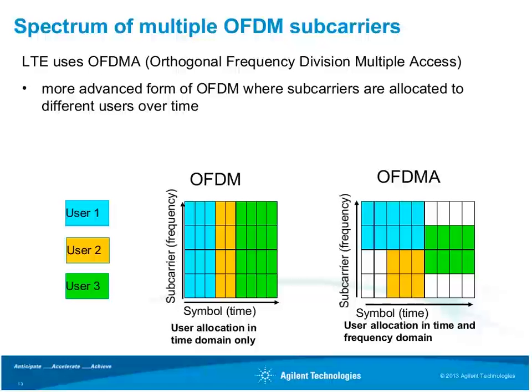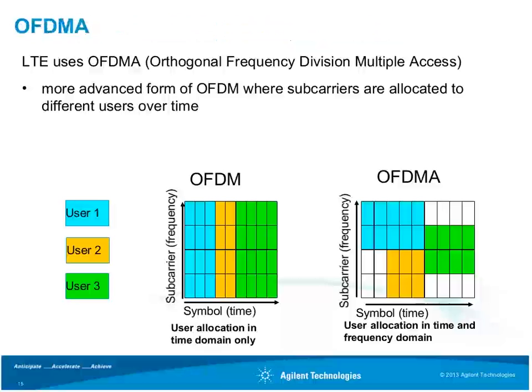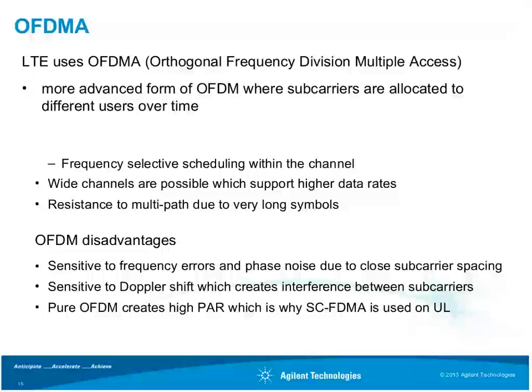LTE itself uses a form of OFDM called OFDMA, which is orthogonal frequency division multiple access, which is more flexible. It allows subcarriers to be allocated to different users in time and frequency. And this provides a much needed frequency diversity for these low data rate cases, which are narrow frequency allocations that end up being susceptible to narrowband fading. Typically, the channel pattern per user will frequency hop after each symbol or every few symbols, and this hopping is one way to provide better immunity to fading versus static assignments.